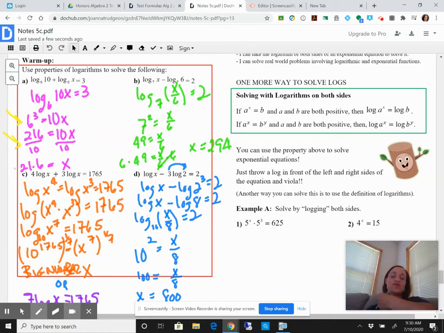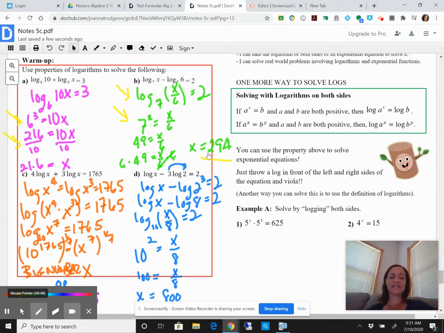For B, you're going to use the quotient property. So you get log base 7 of x over 6 equals 2. Use the definition of logarithms to get 7 squared equals x over 6, and then to get x by itself, multiply both sides by 6, and you get x equals 294.